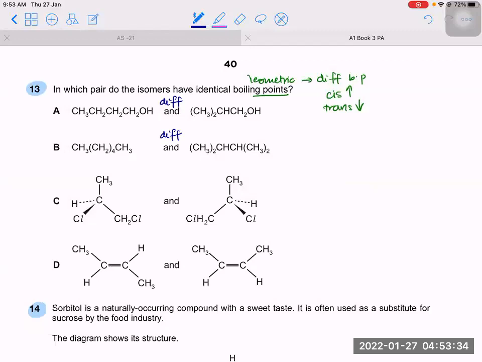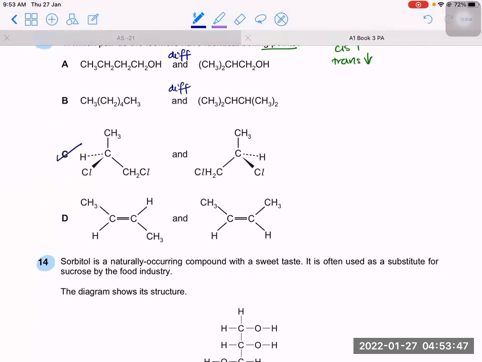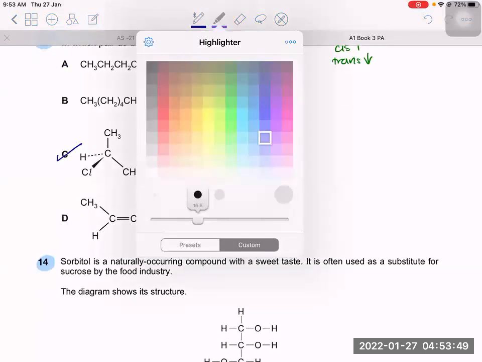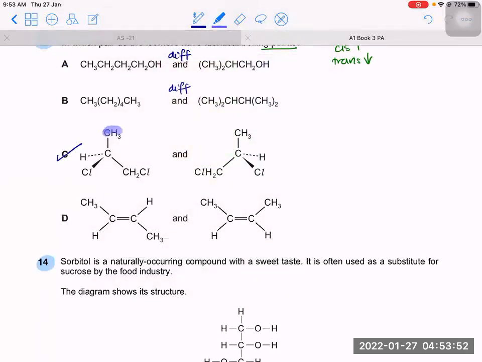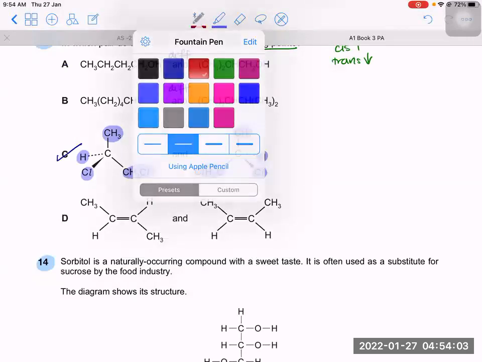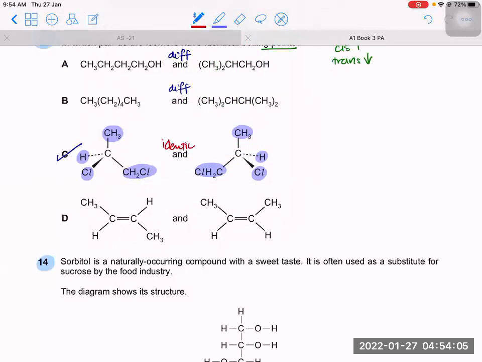Then optical isomers, you know their boiling point is the same. What is different? Arrangement is different, and what else is different? Their effect on polarized light. So they will have identical boiling points, and you also need to see, are they optical isomers of each other? CH3, CH3. H to the left, H to the right. Cl here, Cl here. This is to the right, this is to the left. Yes, they are optical isomers and they will have identical boiling points.